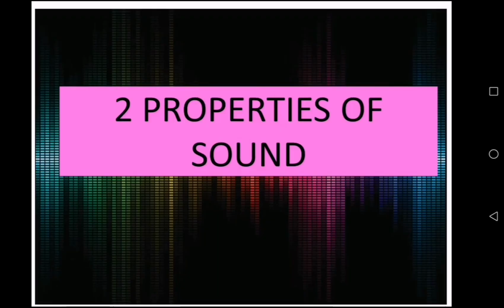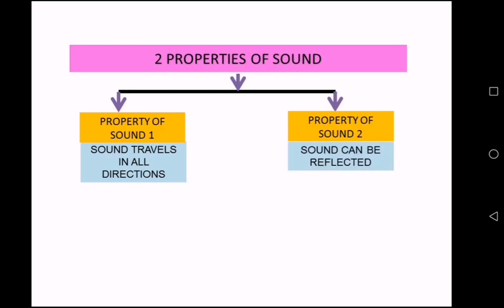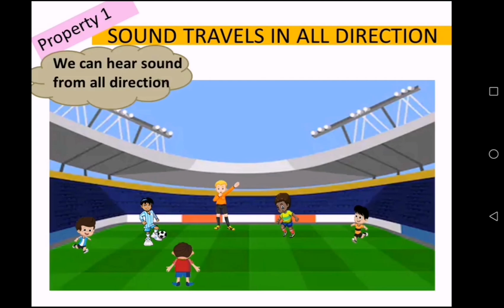Now we are going to learn the two properties of sound. Property of sound number 1 is sound travels in all directions. Property of sound number 2 is sound can be reflected. Now let's see the property of sound number 1, that is sound travels in all directions. This allows us to hear sound from all directions.